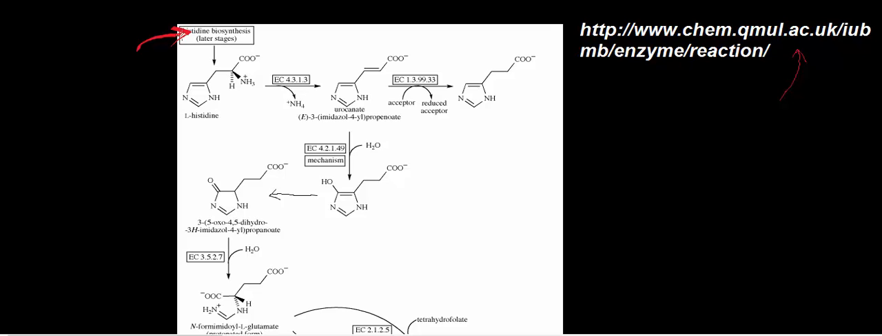One thing to note is we actually have two mechanism videos on two of the enzymes. They're the first two enzymes. The first enzyme that we have a mechanism on is histidine ammonia lyase, and that's going to be this enzyme right there. The second enzyme that we have a mechanism on is this one, which is urocanate hydratase. Let's go over the first one, which is histidine ammonia lyase.